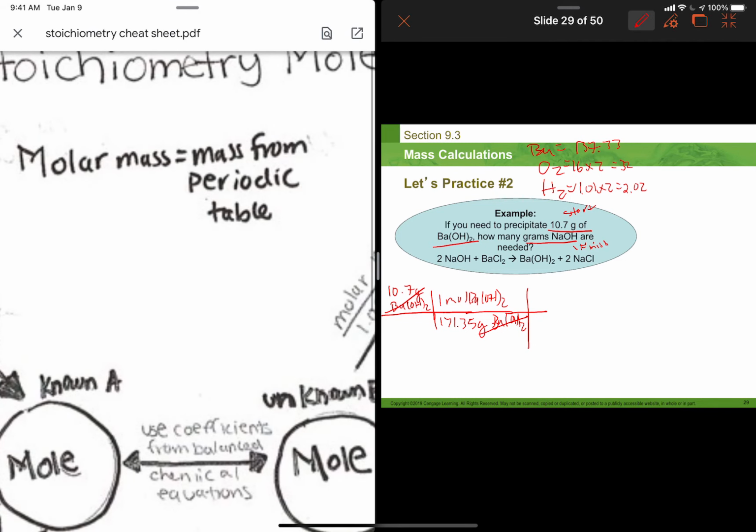Now, we are going from mole to mole. Remember, when we go from mole to mole, it's mole at the top, mole at the bottom. The only thing that changes is the compound. The compound that we start with goes at the bottom. The compound that we finish with goes at the top. So NaOH is what we finish with, so that goes at the top. Let's look at our coefficients. NaOH has a coefficient of 2. BaOH2 has a coefficient of 1, so that way we get rid of moles of BaOH2.